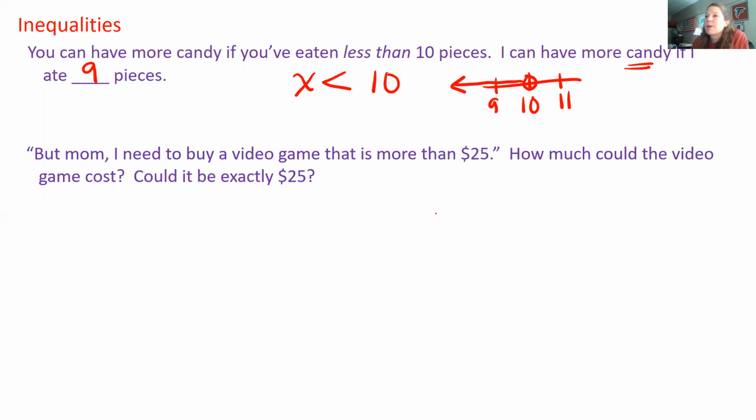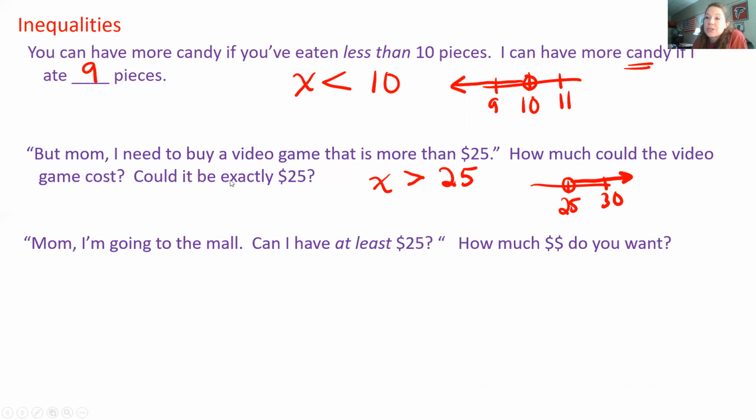And then one day you go up to your mom and say, Mom, I need to buy a video game that is more than $25. How much could the video game cost? Could it be $25? No, it's more than 25. Could it be 26? Yep. Could it be 30? Yes. Could it be 20? Nope. So that video game is going to be more than $25, not equal to $25, but any number more than $25. So our arrow would point to the right.